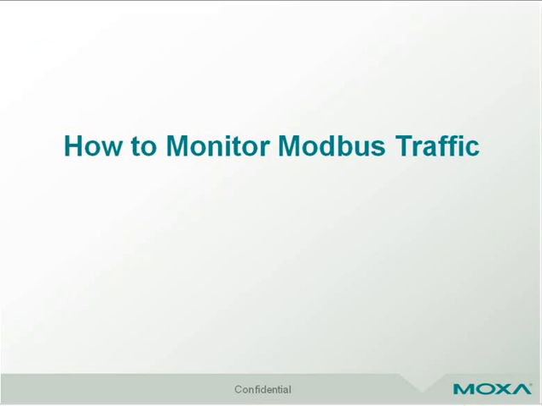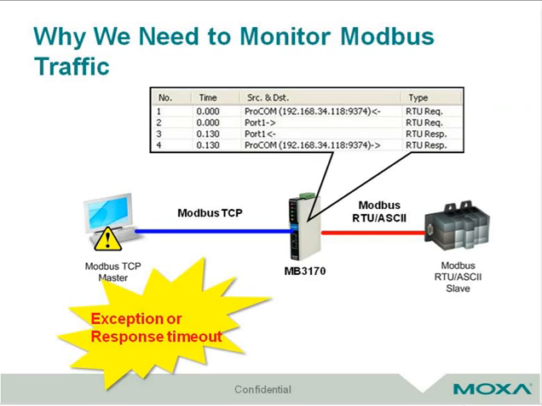Sometimes the Modbus communication may go wrong, so we would like to share our experience with you about how to monitor Modbus traffic. Let's take a look at an example network topology. A Modbus TCP master connects to a Modbus RTU slave through our MGate MB3000. At first everything goes well, but then the SCADA reports an exception or response timeout, or maybe loses the Modbus RTU slave. How do you know which part of the topology could be wrong and make this error happen?